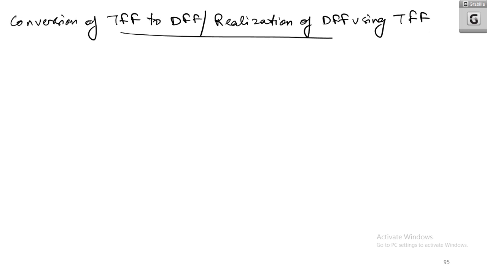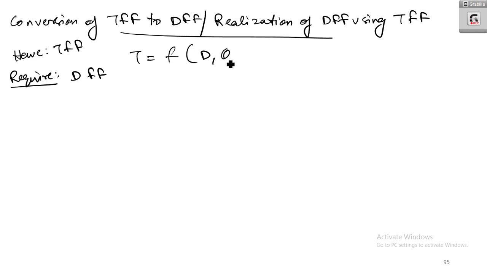So how do you proceed with it? What you have is a T flip-flop, and what you require is a D flip-flop. That is, you should write T as a function of D and Qn.